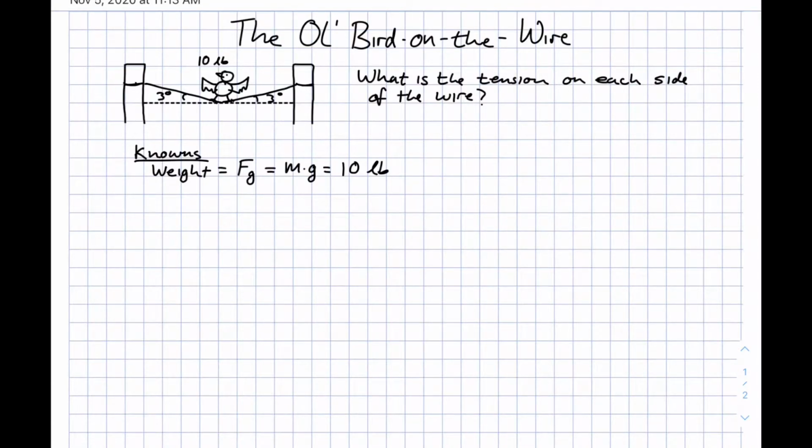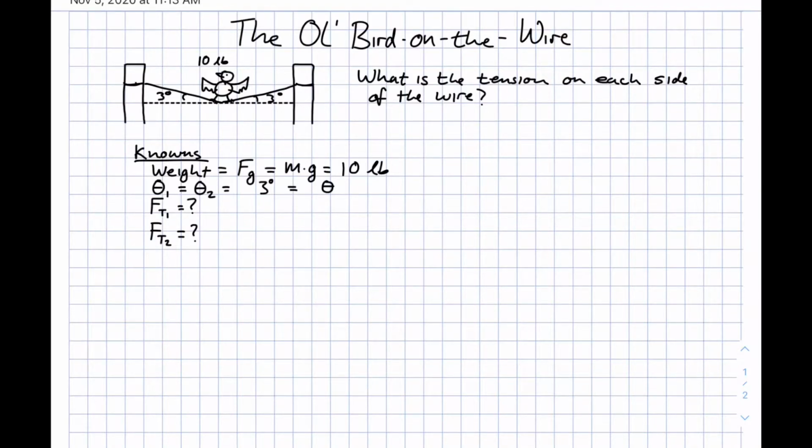force in pounds. Now, both theta 1 and theta 2 are 3 degrees, so we can just call them both theta. There's no need to distinguish between them if they're exactly the same. Then we want to find Ft1 and Ft2. Those are the forces of tension.